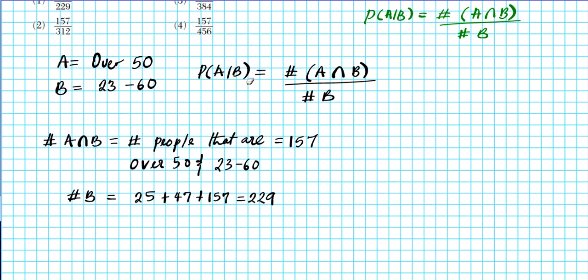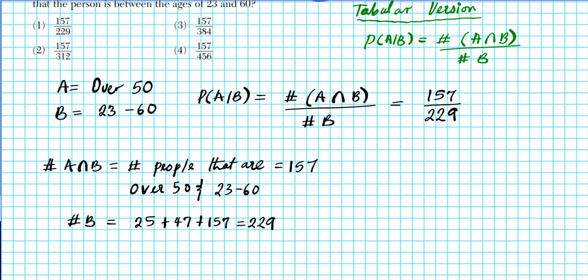So the probability of A given B is going to be the number of A intersect B, which is 157, divided by the number in B, which is 229. Alright, so your final answer is option number 1.